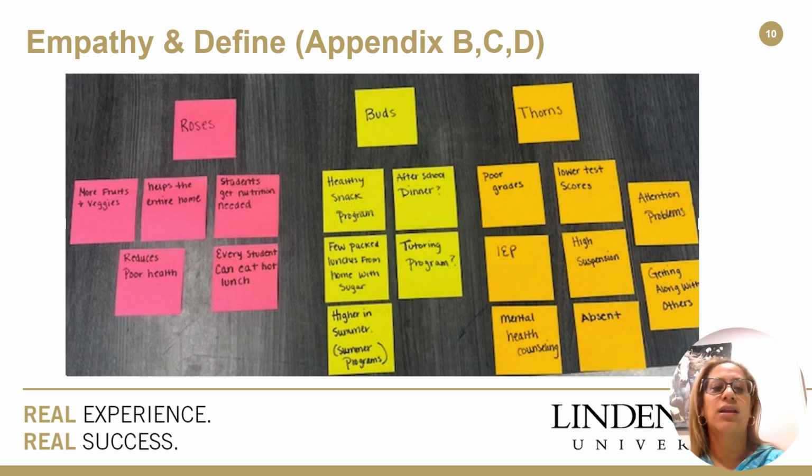Empathy and define. Appendix B, C, and D. The rose, bud, thorn concept is an additional design thinking method. When combined with the affinity mapping process, the researcher can get a clear picture of the problem and create a pinpointed definition (Levitt, 2024). The activity involves working with a team to group ideas into categories (Crawford, 2018). Roses, working well. Buds, opportunities for growth. Thorns, problems.